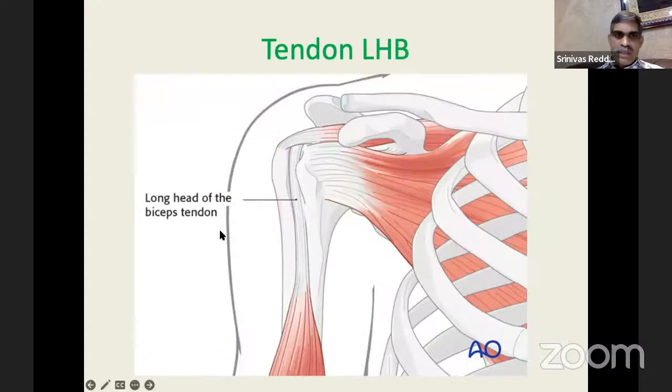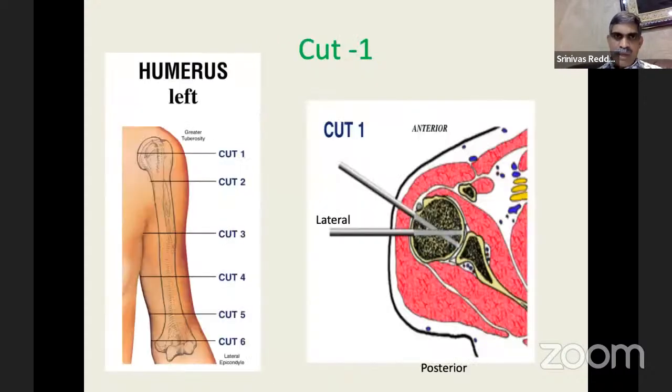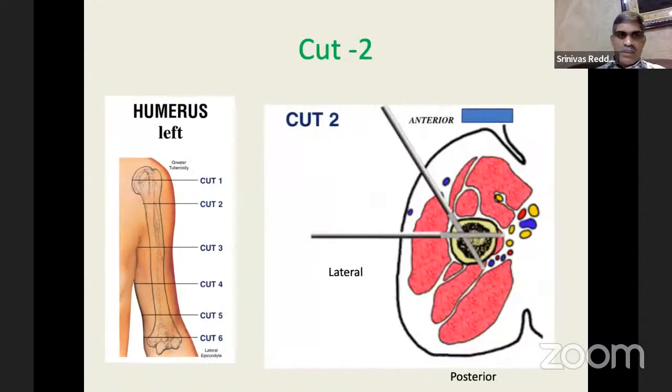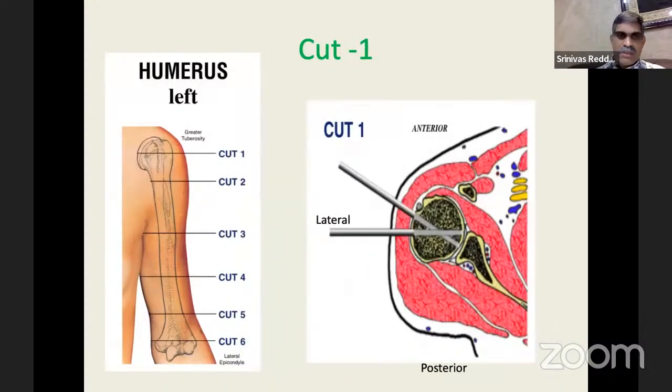And this is another important structure, the long head of the biceps tendon in the bicipital groove. This also we should not impinge while passing the wires or the pins. And now the cuts. The humerus is divided into 6 cuts, starting from proximal to distal. The proximal cut is at the tubercular area between the greater and lesser tuberosities. And here, how to pass the pins.